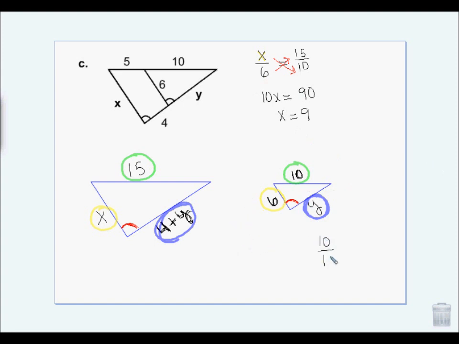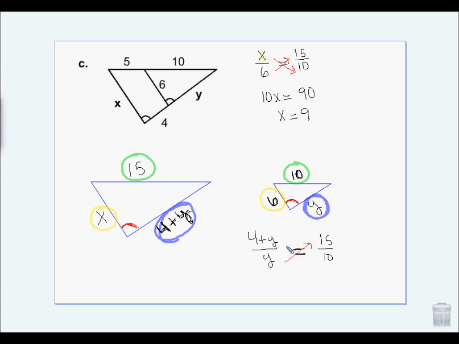I still have the 10 over 15. That part didn't change. I have y over 4 plus y. If you switch it, oh, I don't have to switch it. I just switched it to do small over large, but we don't have to. We can keep it the same. I could do 15 over 10, and then I have 4 plus y over y.